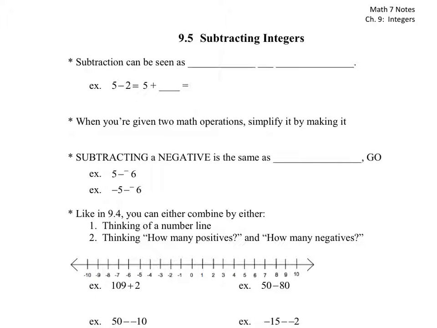9.5, subtracting integers. So integers, again, numbers without decimals. We're going to be looking at doing subtraction problems. It's related a lot to what we did in 9.4. We're adding and subtracting things with negatives.